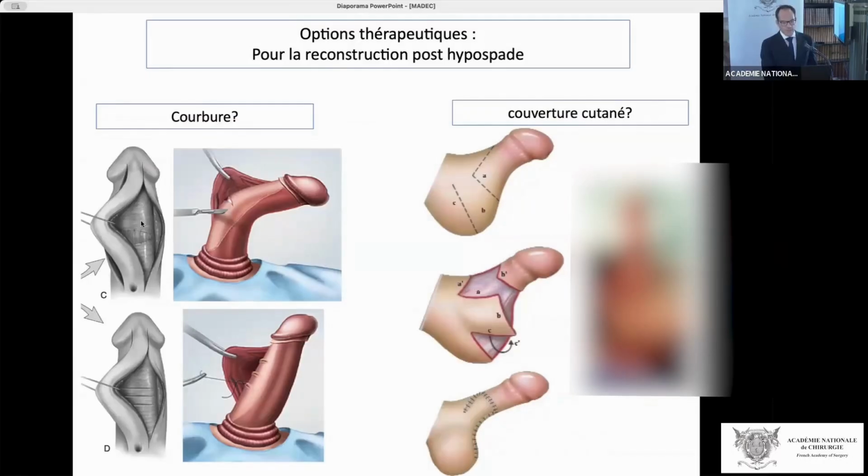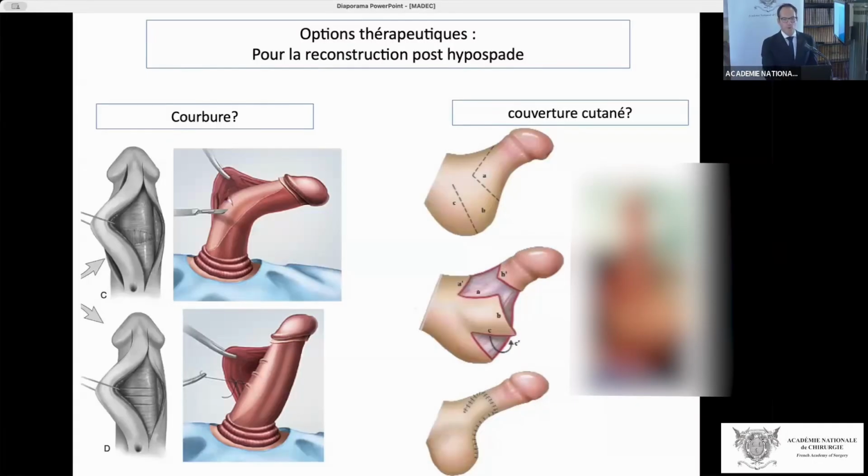Otherwise, we do corporoplasties, so incisions at the level of the ventral side. We're going to put a graft to straighten the penis. The downside of this technique is that during the procedure, we're forced to have removed the entire urethra. And so that's going to add a surgical step. So here it's no longer a two-stage, it's at least a three-stage if there are no complications. So often a bit more than 3 stages, 3 or 4 stages.